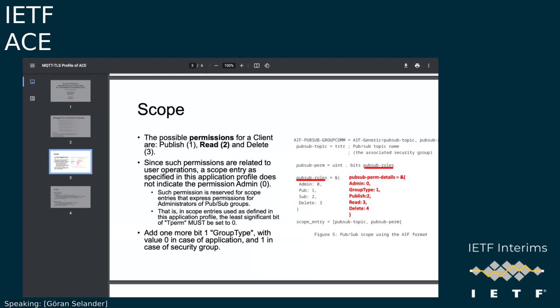So which bit is that? So we are proposing changing PubSub roles to PubSub perm details, and then we have an admin bit, and after that a group type, and then publish, read, delete. Sorry, group type. Okay. Yeah, that's what we are aiming to flag, basically, just to say this is a scope related to the group. Okay. Thank you.